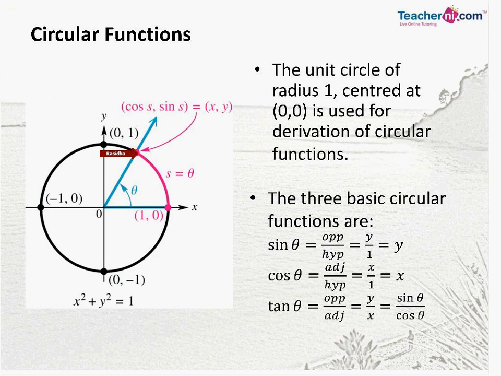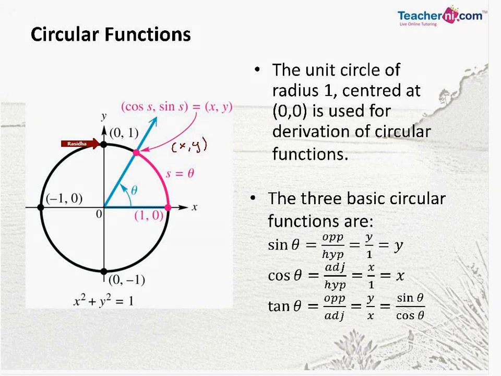What are the coordinates of any point over there? It will be x. So anywhere on the x-axis here, what will be the coordinate of this point? 1, 0. Right. Very good. What will be the coordinates of the point on the y-axis? 0, 1. Right.